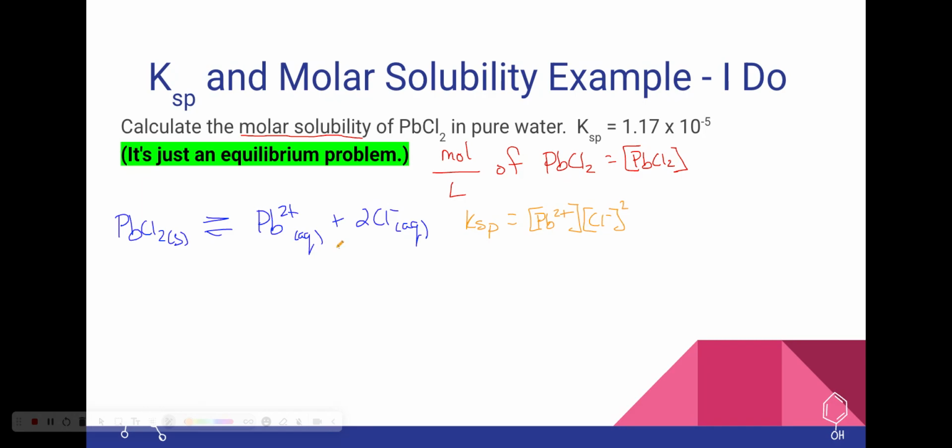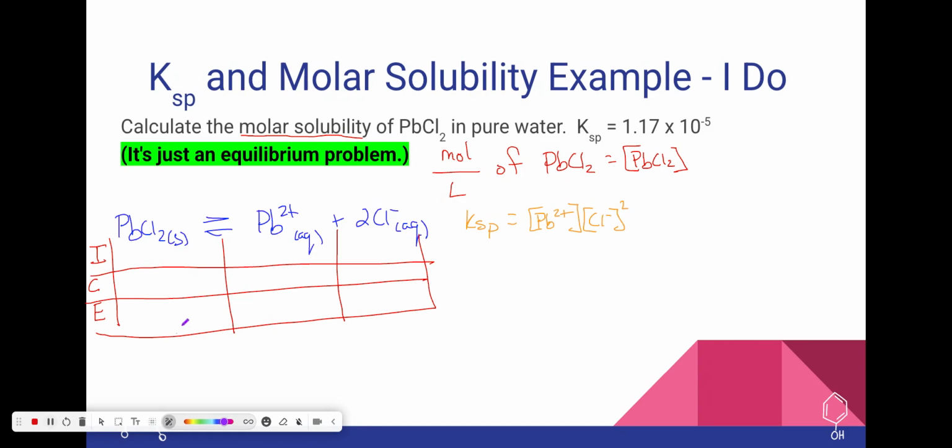Okay, so we have everything set up, but as this is an equilibrium problem, hopefully everyone knows what we need next, and that, of course, is our ICE box. So we have our ICE box here. One thing that we'll note right off the bat is that lead 2 chloride is, of course, a solid, so it doesn't affect this equilibrium. So I can put an X through that whole column.